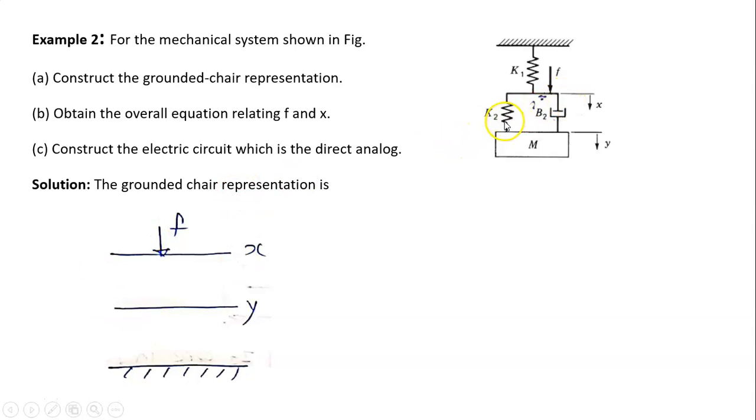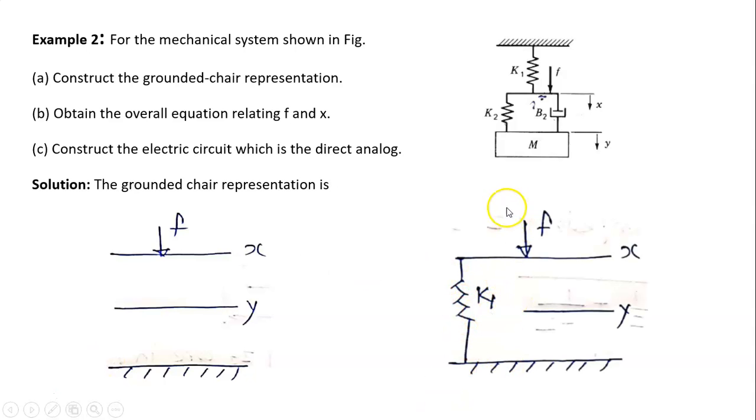Now we insert the elements at their respective positions. K2 and B2 are in between the x and y coordinates. Therefore, here we will insert K2 and here we will insert B2. And K1 is in contact with the x coordinate and ground. Therefore, K1 will be here, from the x coordinate with respect to ground. See that this diagram is there. K1 is connected to the x coordinate and ground. Therefore, we have drawn K1 from the x coordinate to the ground, and this is the y coordinate, this is the ground line. Force F is acting at the x coordinate.